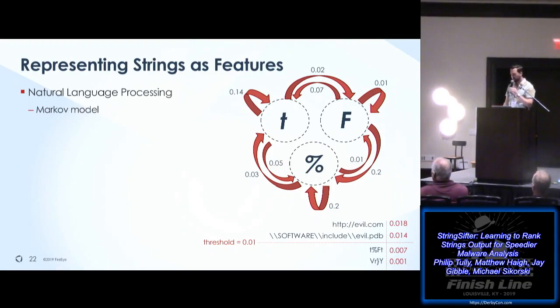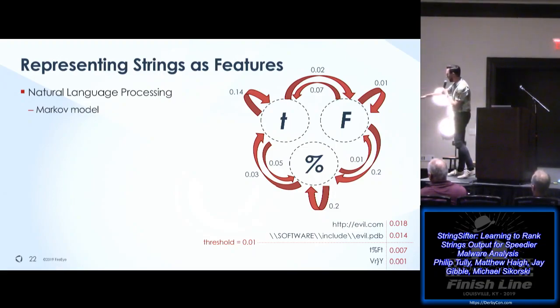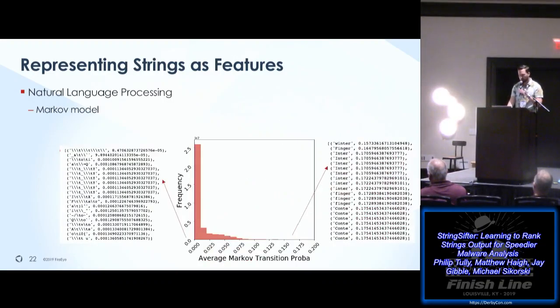Once you build that out, you can apply it to unseen data, and you can, in a data-driven way, come up with a threshold that hopefully will nicely separate your noisy crap strings that you don't care about from your more interesting strings. And so that's one way.